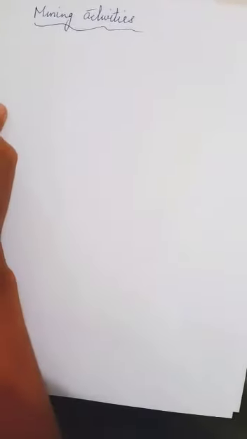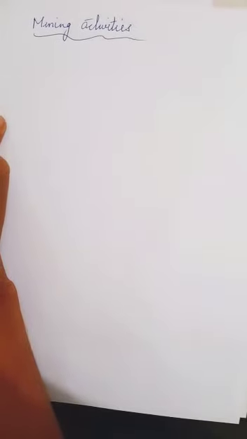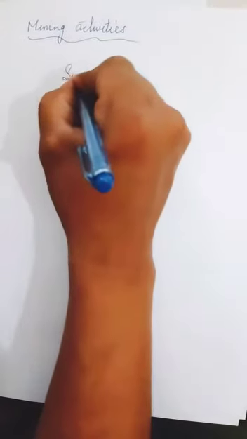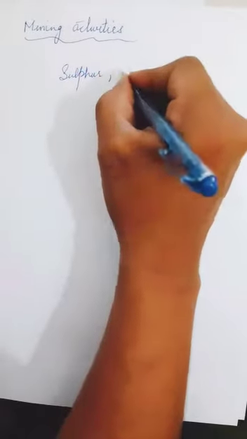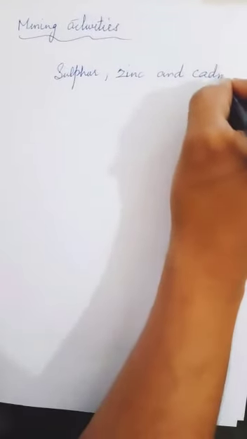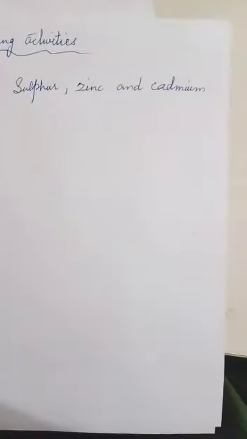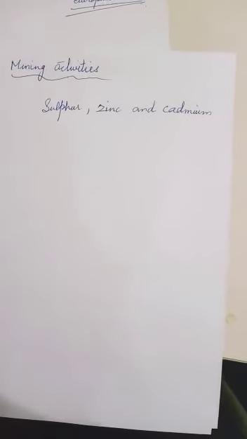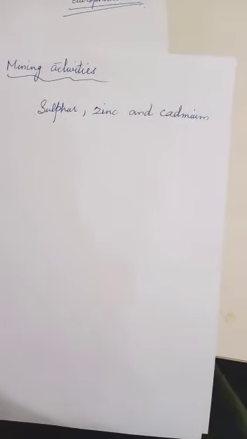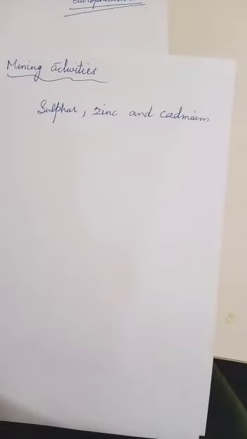The last consequence that we are going to discuss is mining activities. After mining, some metals which are left behind openly are sulfur, zinc, and cadmium. Whenever they enter into the river, they also pollute the river.